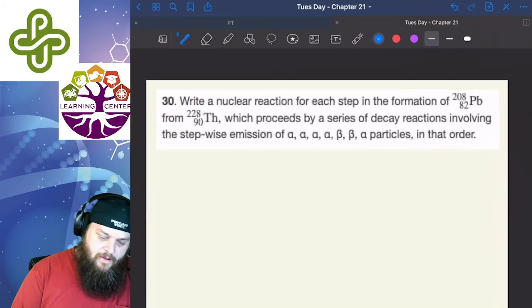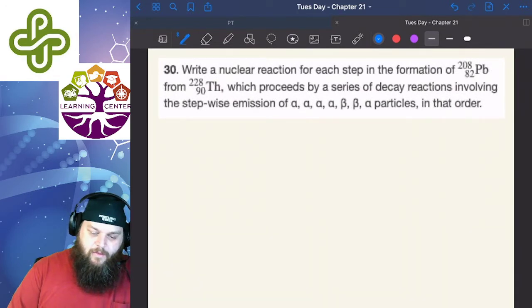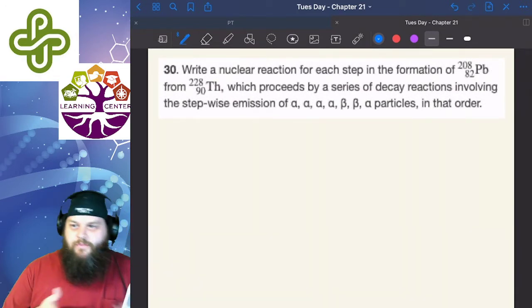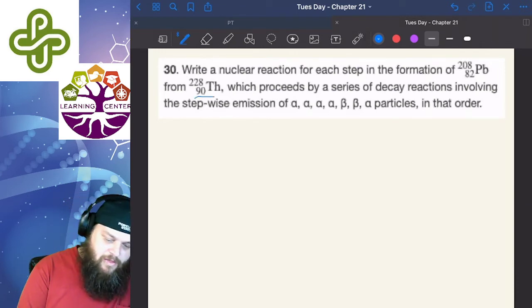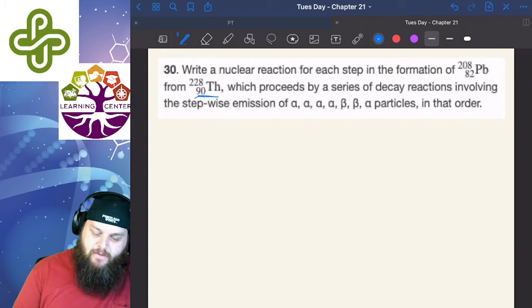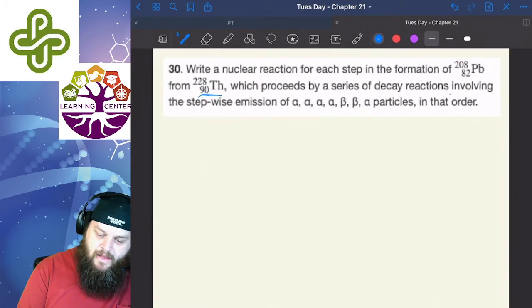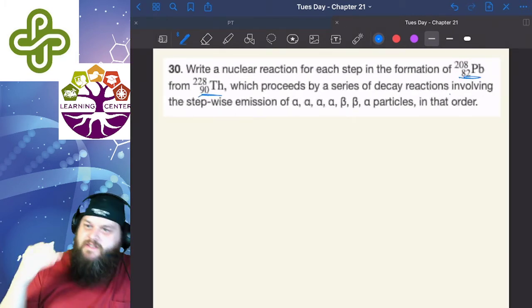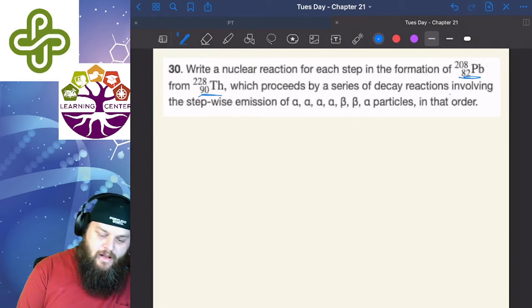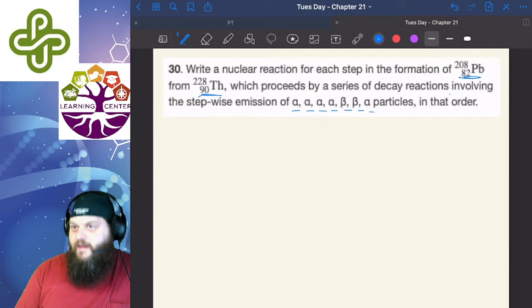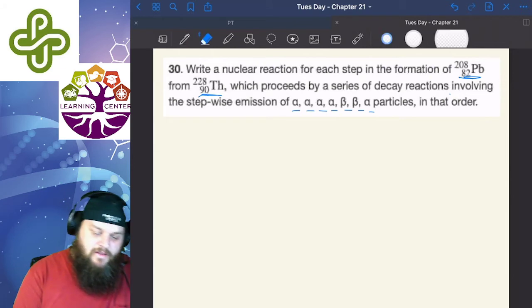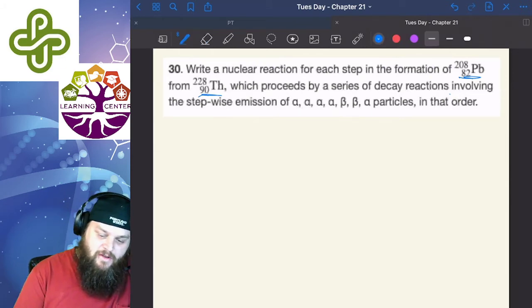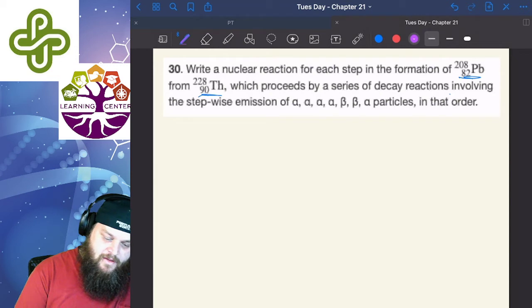So looking over it, now we're going to get to something a little bit more complicated. Here we have the decay of thorium down to lead. So we start out with thorium-90, or thorium-228 really, and we're going all the way to lead-208, and we want to show every step along the way after an alpha decay, alpha decay, alpha decay, alpha decay, beta decay, beta decay, alpha decay. So there's a lot of different decays going on there to get that. There's multiple steps basically to go down, and we can show what each of those are just by working it step by step.